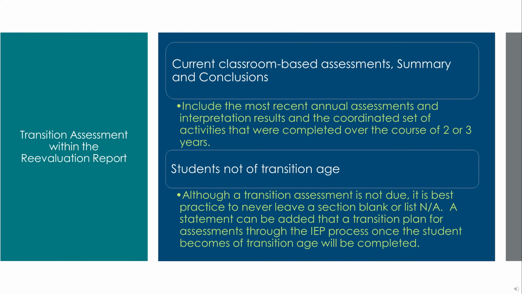Although transition planning is not required until the student would turn 14 within the most recent IEP, it is a best practice to identify the transition plan for assessment through the IEP process once the student becomes of transition age within the student's reevaluation report if they are not yet 14 years of age. This can be a listing of assessments, activities, courses, or other transition options that your district may have designed to help guide transition planning. There should not be blank sections or sections marked as not applicable within any section of the reevaluation report.